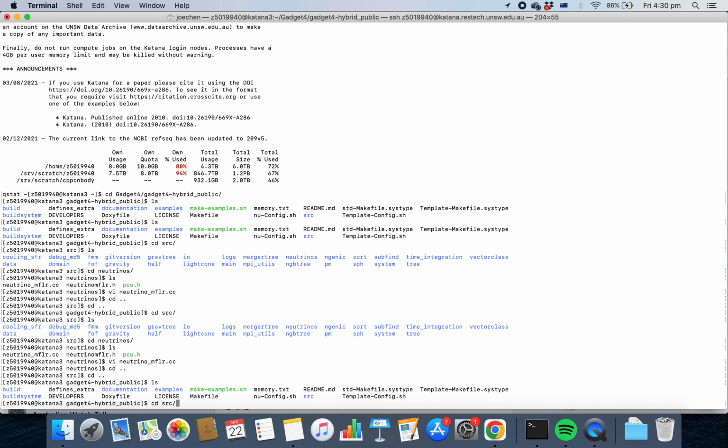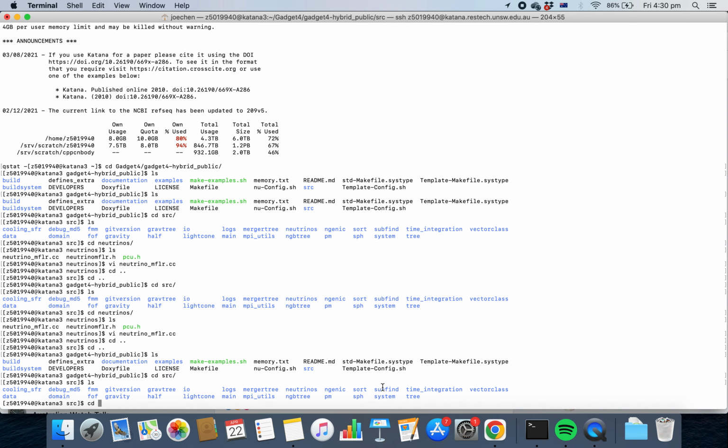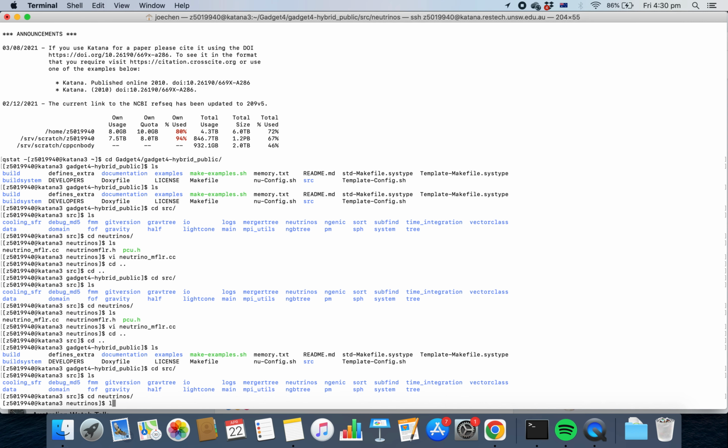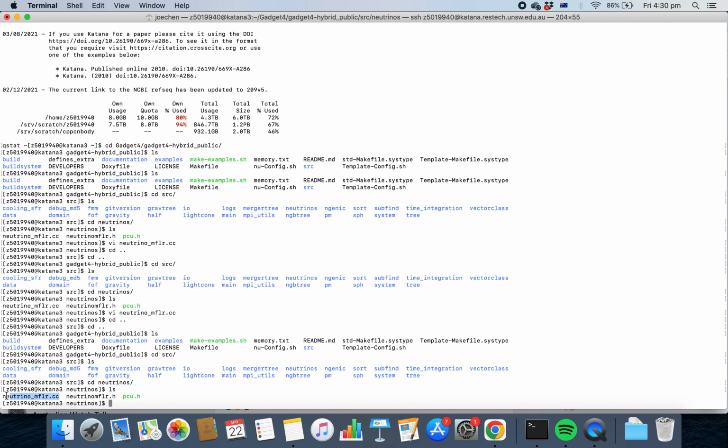Okay, we're going into the source code folder, and then we're going to be working with the Neutrino folder. In particular, we're looking at this file, neutrino_mflr.cc.